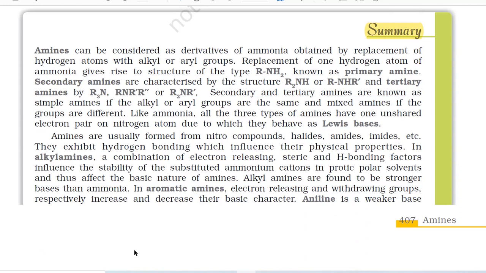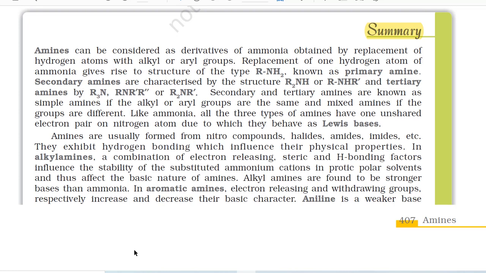Summary: amines can be considered as derivatives of ammonia obtained by replacement of hydrogen atoms with alkyl or aryl groups. Replacement of one hydrogen atom of ammonia gives rise to the structure of the type RNH2, known as primary amine. Secondary amines are characterized by the structure R2NH or RNHR', and tertiary amines by R3N, RNR'R'' or R2NR'. Secondary and tertiary amines are known as simple amines if the alkyl or aryl groups are the same, and mixed amines if the groups are different.